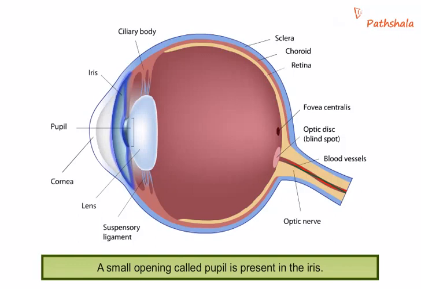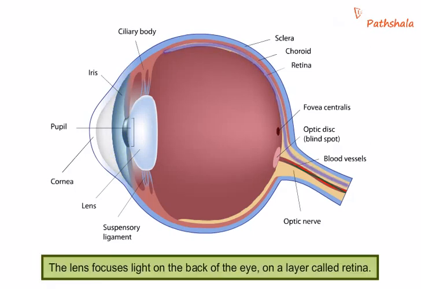The size of the pupil increases in dark. The iris is the part of the eye which gives it its distinctive color. Iris also controls the amount of light entering into the eye. The lens focuses light on the back of the eye on a layer called retina. Retina contains several nerve cells. Sensations felt by the nerve cells are then transmitted to the brain through the optic nerve.